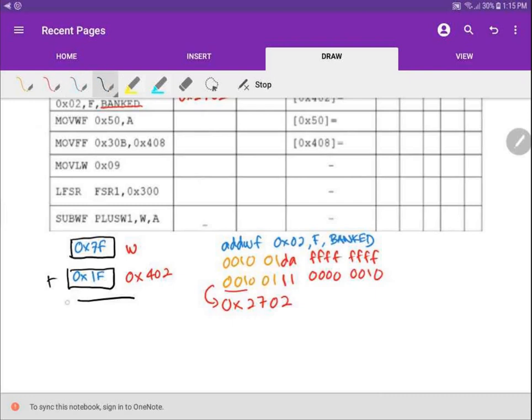So now you need to do the addition. So F plus F. How much is F? 15 plus 15? 30, it exceeded the base number, right? So you need to minus 16. Remainder? What is 14? E. So you write E. And then you have a digit carry, right? So 1 plus 7 is 8. 8 plus 1? 9. You get 9E. Where is this stored?